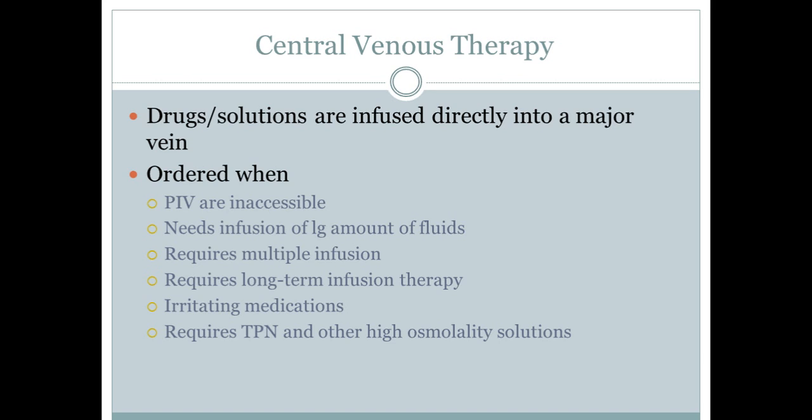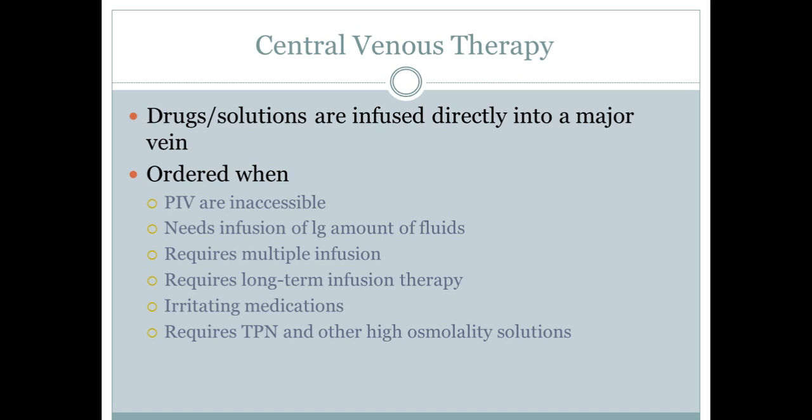If the patient is going to have irritating medications or chemotherapeutic solutions that would irritate the vein, this is a good alternative for that. If the patient is going to need TPN or total parenteral nutrition or other high osmolality solutions such as lipids that would not be able to infuse through a peripheral IV, that's when the doctor is going to order a central line. It's best to look at central line as the first thing with these factors to take into consideration as opposed to a last resort.